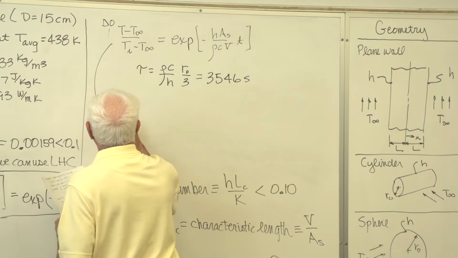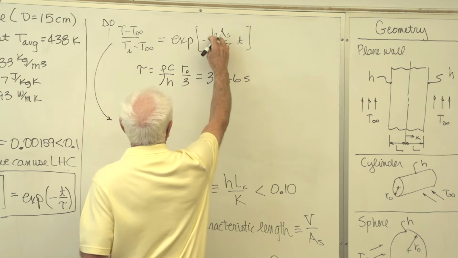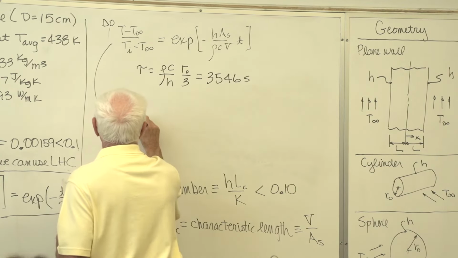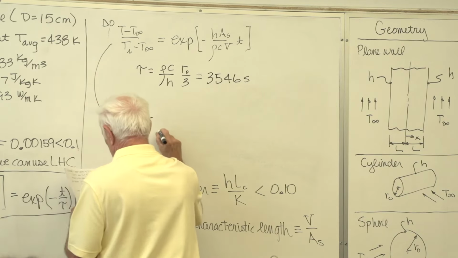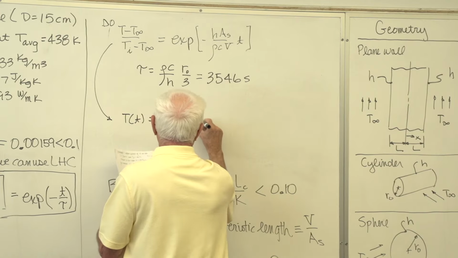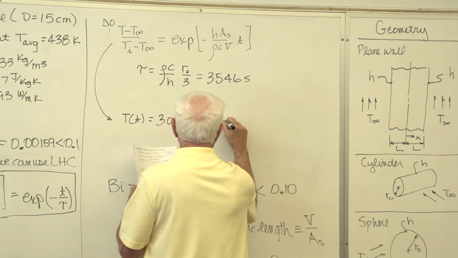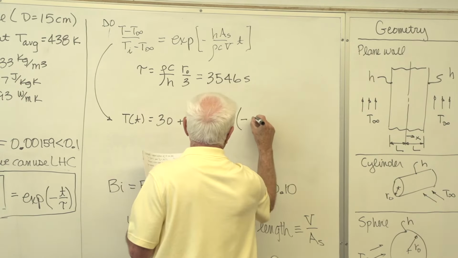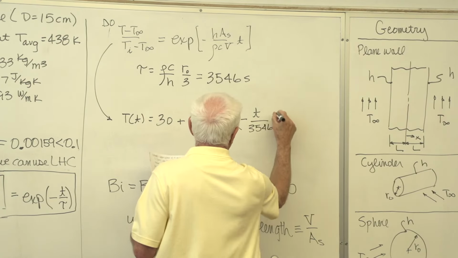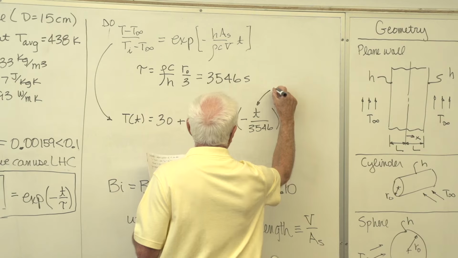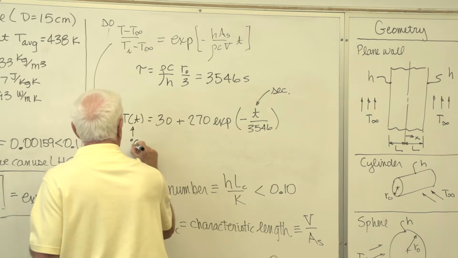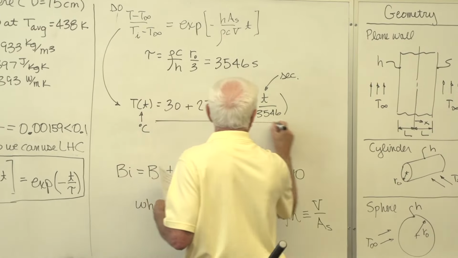So then I know everything here. The properties, I know h, I know T infinity, I know Ti. So T as a function of time, when you put the numbers in, put t in seconds, and the temperature will come out in degrees C. So that's my solution then.